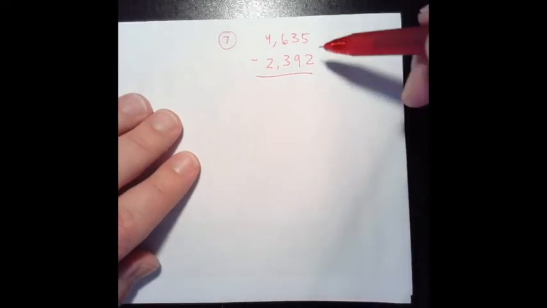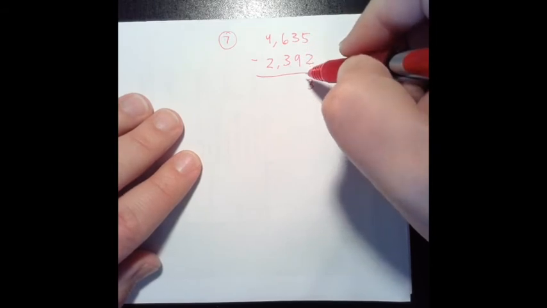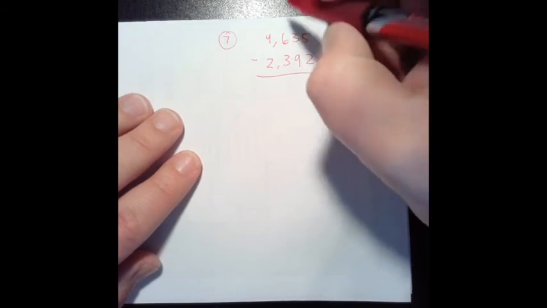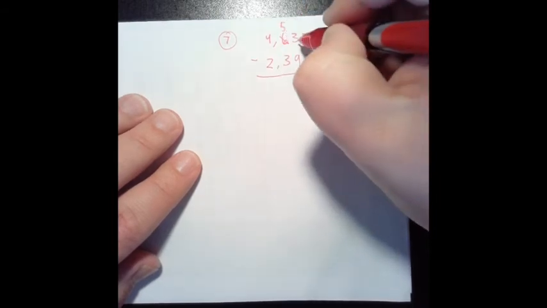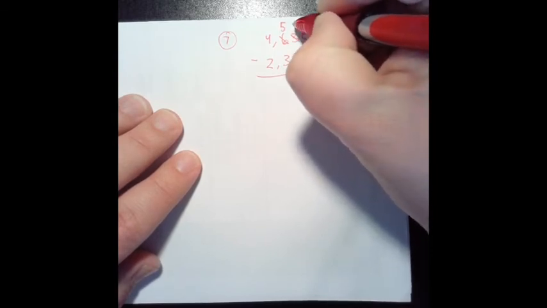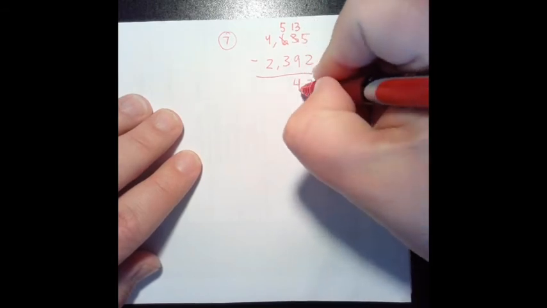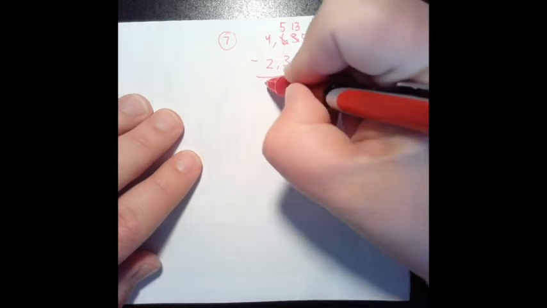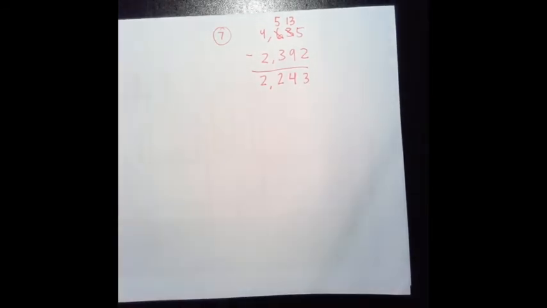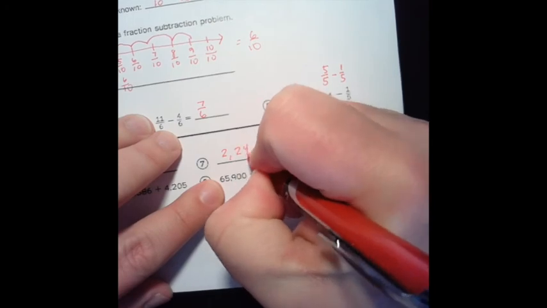And for 7, we are subtracting. Start with our ones place. 5 take away 2 is 3. 3 take away 9, we are not able to do that, so we've got to trade. So we're going to trade over here to our hundreds. Make that a 5. Take that 10 tens that we had, add it to the 3 tens that we already have to make it 13. 13 take away 9 is 4. 5 take away 3 is 2. And 4 take away 2 is also 2. So our answer is 2,243.